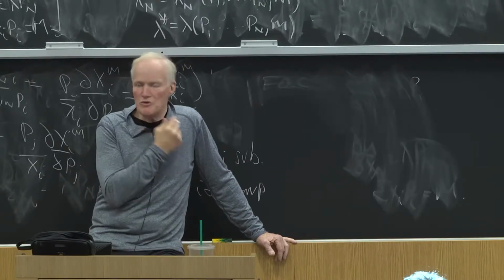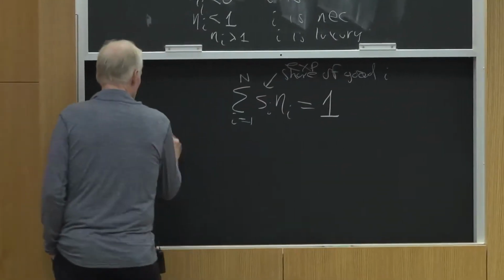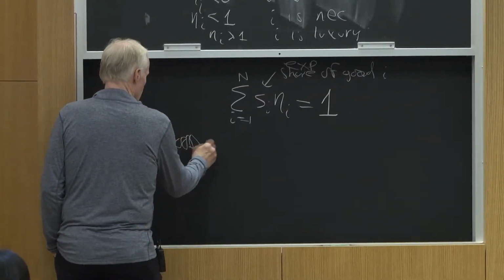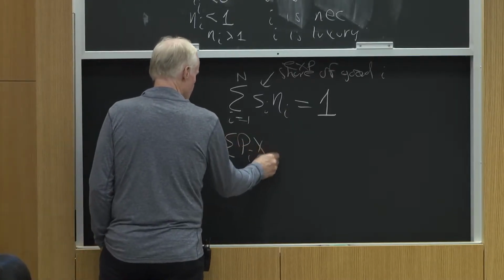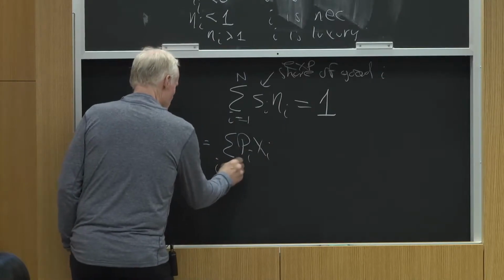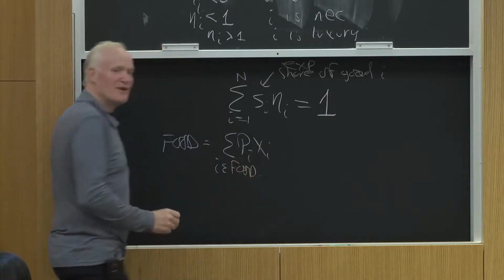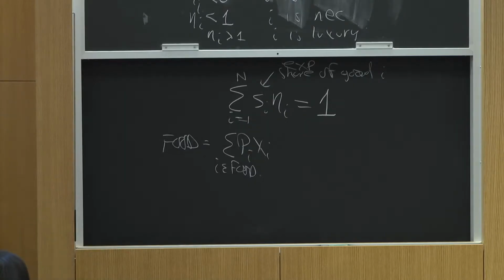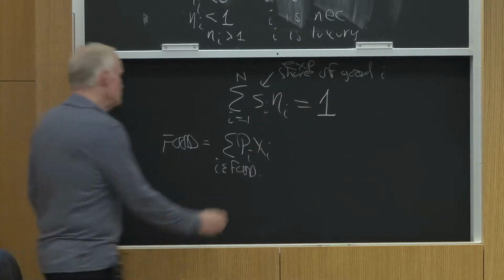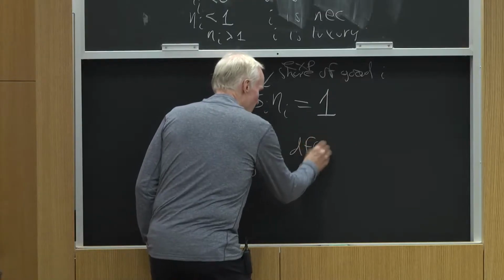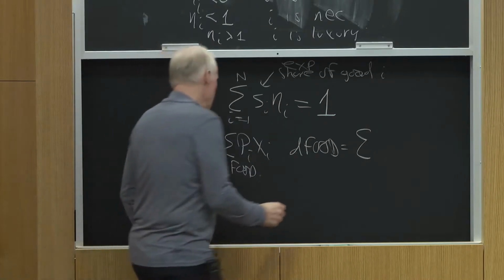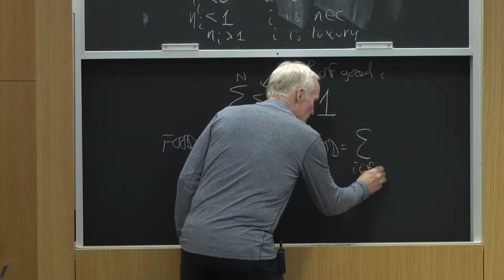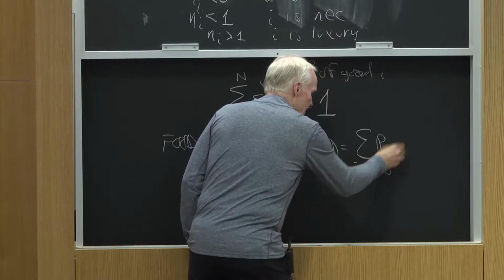Okay. So you would measure food consumption equals the sum of P_i X_i, i an element of food. So all the things we're going to call food, we're going to add up their expenditures. And we're going to say dFood, the change in food, is the sum of what? From i an element of food of P_i dX_i.